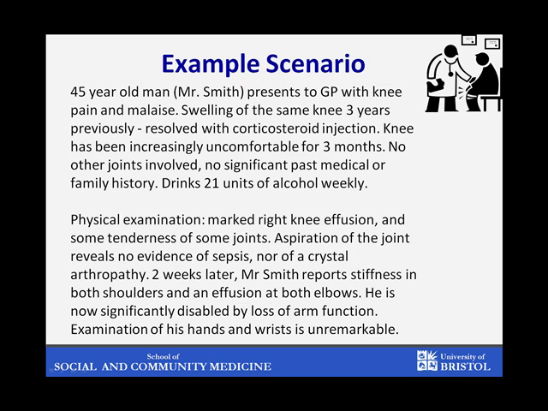On examination, there's a marked right knee effusion and some tenderness of some of the joints. Aspiration of the joint reveals no evidence of sepsis nor of crystal arthropathy. 2 weeks later, Mr. Smith reports stiffness in both shoulders and an effusion at both elbows. He is now significantly disabled by loss of arm function. Examination of his hands and wrists is unremarkable.